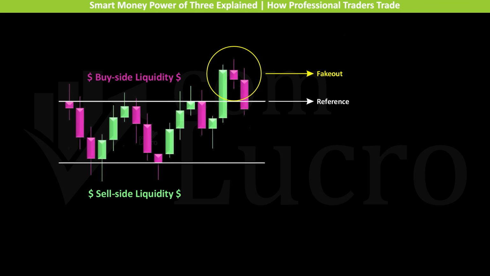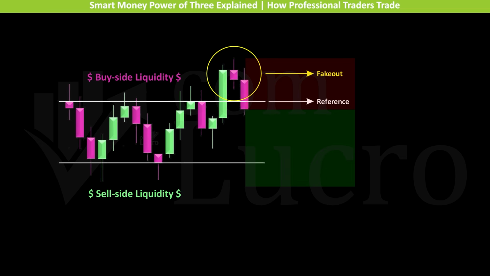For entry confirmation, we need a clear break and close back inside the box. The stop loss is placed above the swing high, while targets are set at key levels ahead of price. There are situations where price expands aggressively and the initial move is missed.